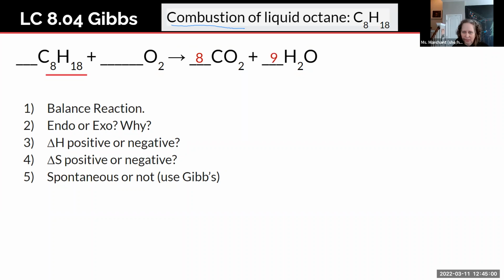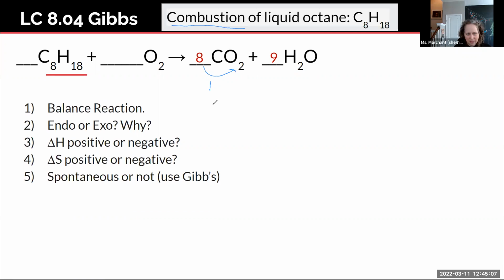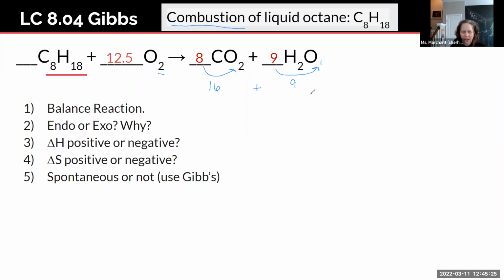And now I have to do my oxygens, and the reason why we do this last is because there's multiple parts. 8 times 2 is 16 oxygens in carbon dioxide. 9 times 1 is 9 oxygens in water, so I have 25 total oxygens. But I can't put 25 here because I have a 2. Something times 2 is 25. 12 and a half times 2 is 25.